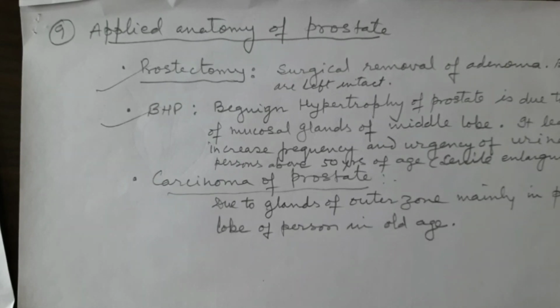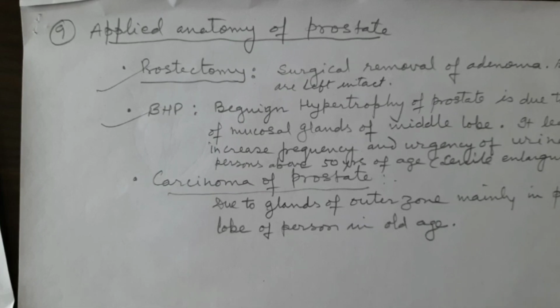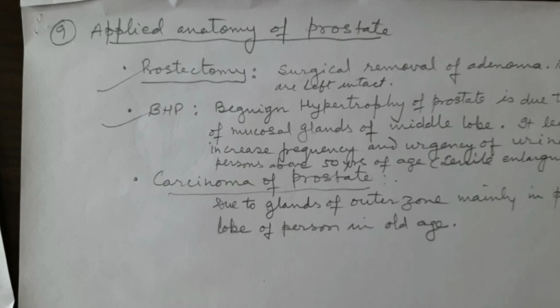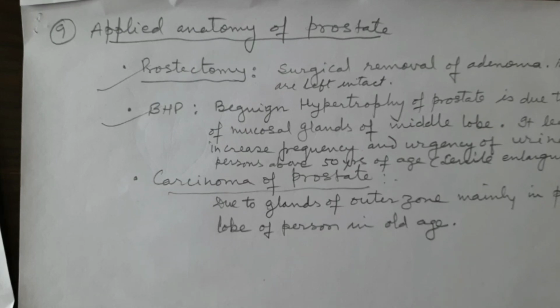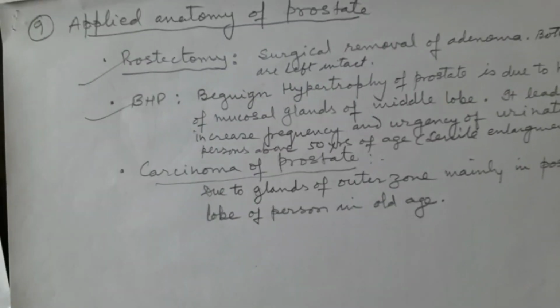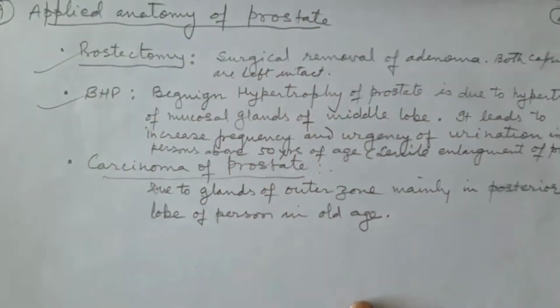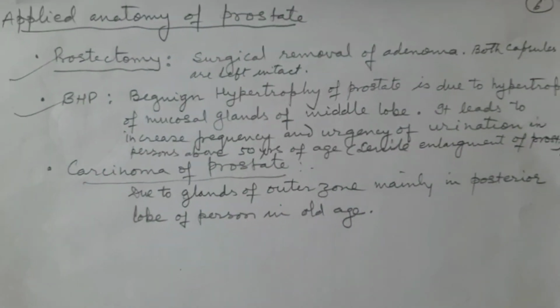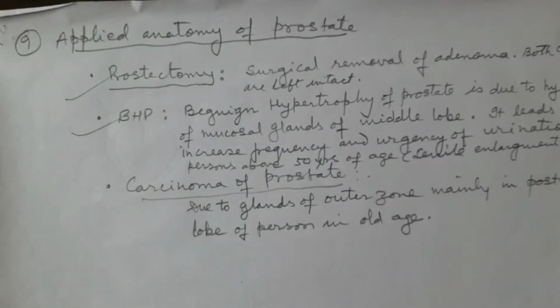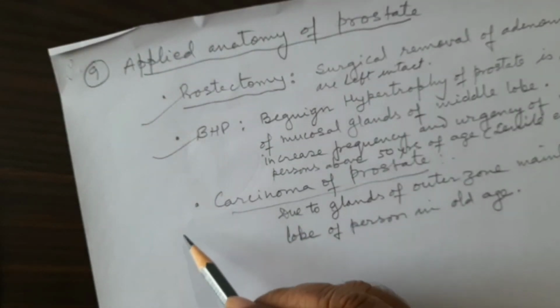Males who are above 50 have to go for urination again and again, micturition, at short intervals, and then they feel the urgency. That means all of a sudden they have to rush to the washroom to pass the urine. This enlargement of the prostate median lobe is called senile enlargement, senile meaning old age. So this is called senile enlargement of the prostate. So this was BHP, benign hypertrophy.